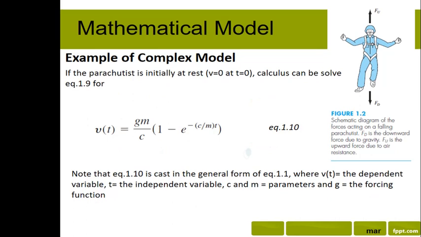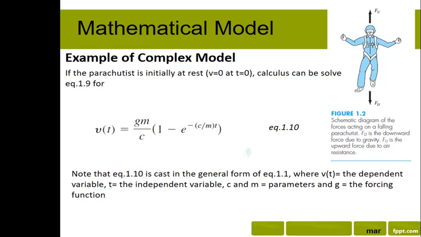If the parachutist is initially at rest, its velocity is equal to zero at time equals zero. That is, he is still in the airplane and has not jumped yet. So calculus can be used to solve for its velocity, by integrating dv dt, which will give you a value. We will not show the solution using calculus here, so it's up to you.